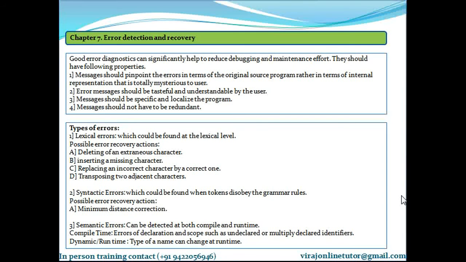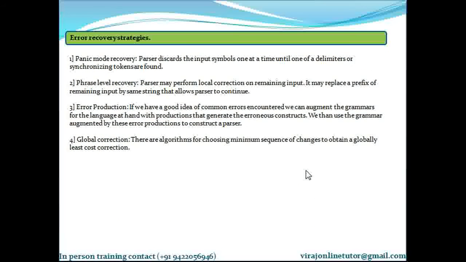What are dynamic or runtime errors? Type of a name can change at runtime. Some type checking must be postponed at runtime. Also, range checking for certain values like array subscripts and case statements are all runtime errors. Okay. So what are different error recovery strategies? So the different error recovery strategies are panic mode recovery.